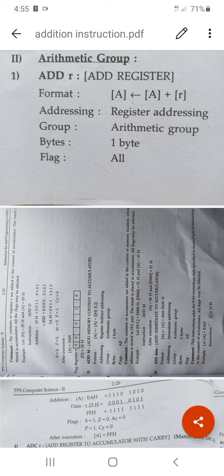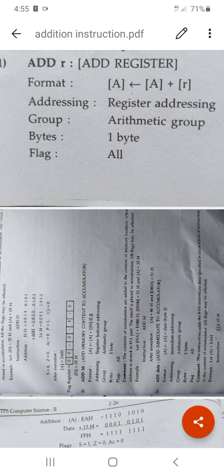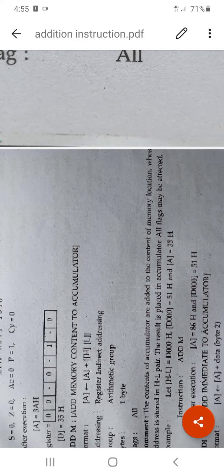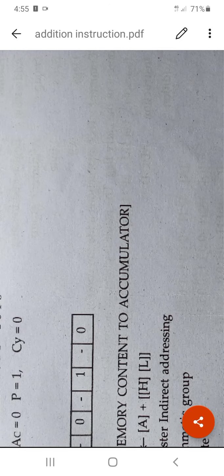So first we are going to learn about ADD R. Here 8-bit data in a register is added to the accumulator. As the data is in a register, it is a register addressing mode instruction, a 1 byte instruction, where data from the register is added to the accumulator. The answer is stored in the accumulator and flags are affected.